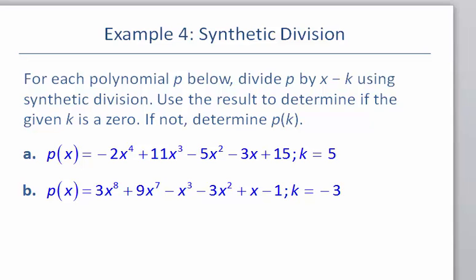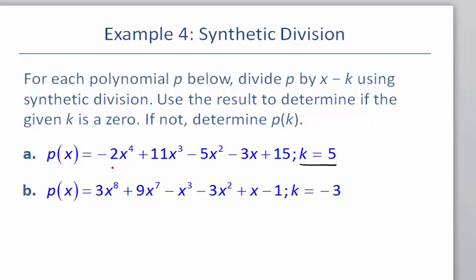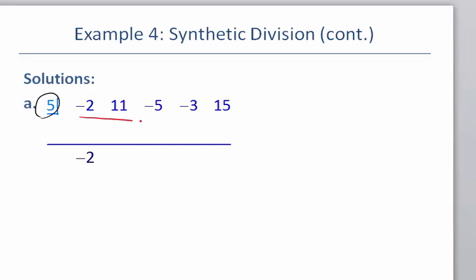So as we set the problem up, we are going to place the k value on the outside of our division problem. You can see that that has been done here. We're then going to place the coefficients underneath. So we'll have negative 2, 11, negative 5, negative 3, and 15. Again, you want to ensure that every power of x is accounted for. So 4, 3, 2, 1, and nothing. So again, coefficients will be negative 2, 11, negative 5, negative 3, and 15. So those coefficients will go here.